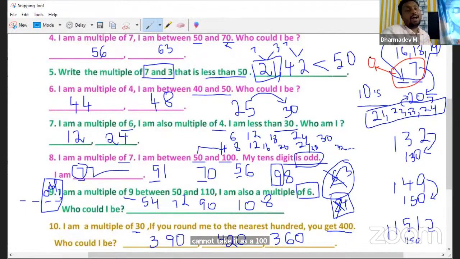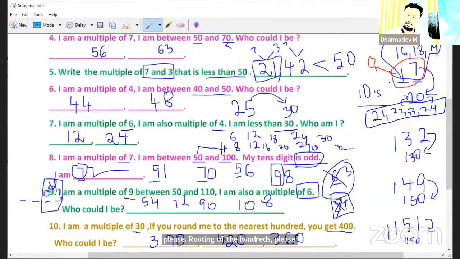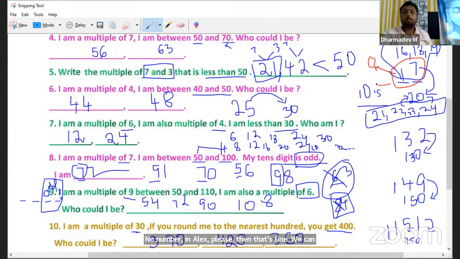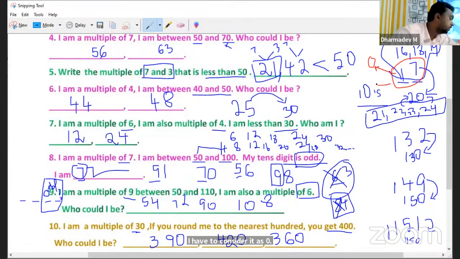If I talk about rounding up to the hundreds place, and there is no number in the hundreds place, then that's fine. You can just directly write which is closer to it. But if it is less than 50, then I have to consider it as 0. Okay. Did you get that?